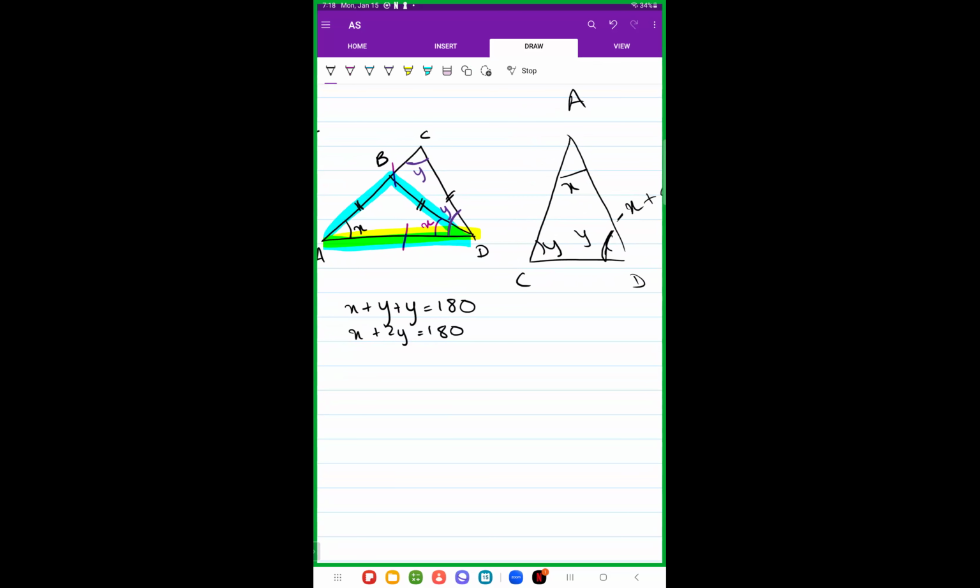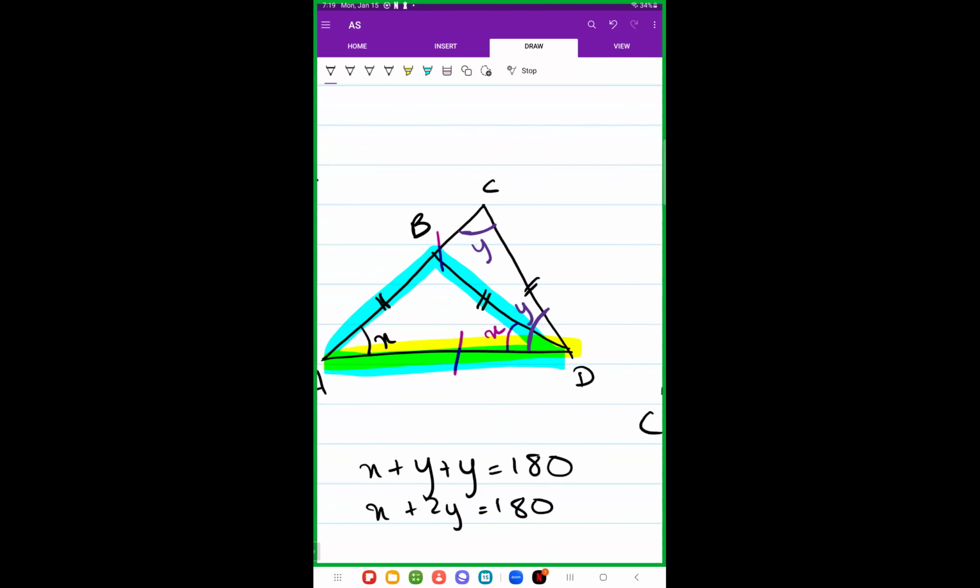If I get another equation also like this, can I solve them simultaneously then? Because they're talking about three triangles right now. Let's look at another triangle. How are they also talking about three triangles?